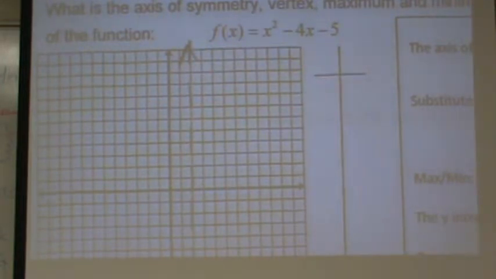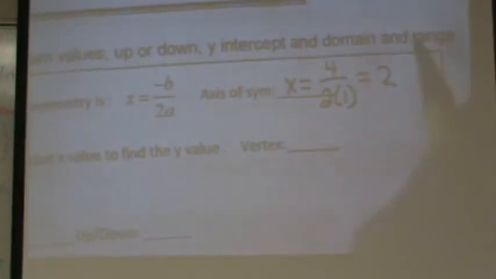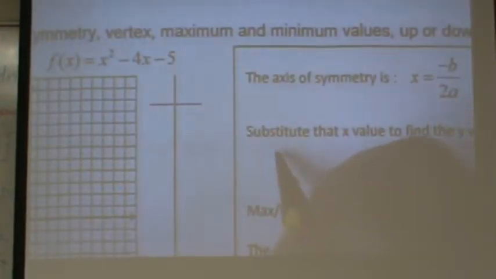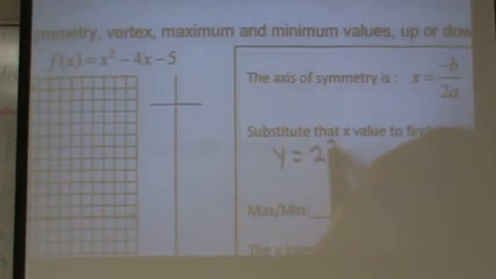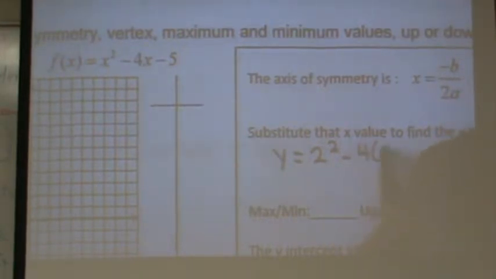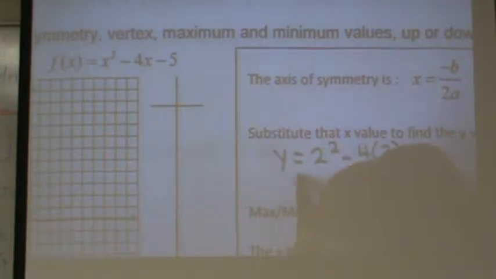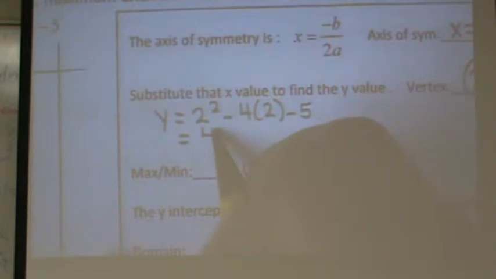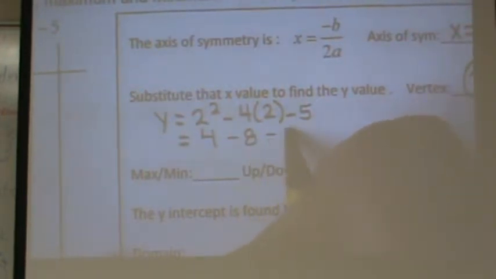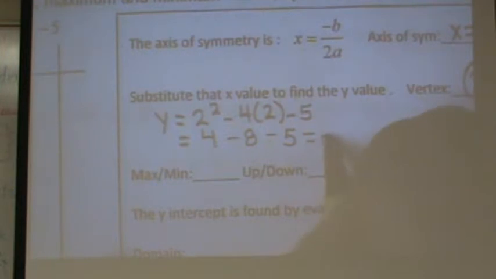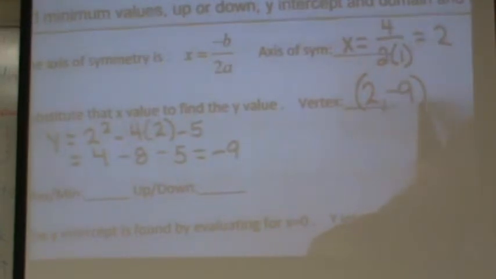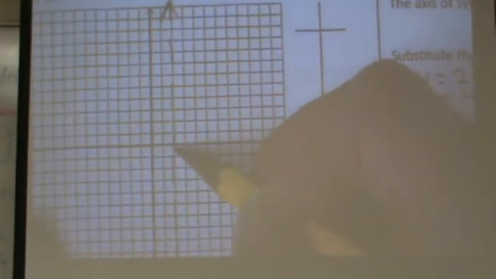Okay, now, how do we find the vertex? What do we do with 2? Plug it in, good. We're gonna plug 2 in this equation right here. So you get y equals 2 squared minus 4 times 2 minus 5. Let's see how many different numbers we can get. What's 2 squared? What do you guys get? What do you get? -9, very good. 2, -9. That's your vertex. So go to 2 and go to -9 and put a dot.